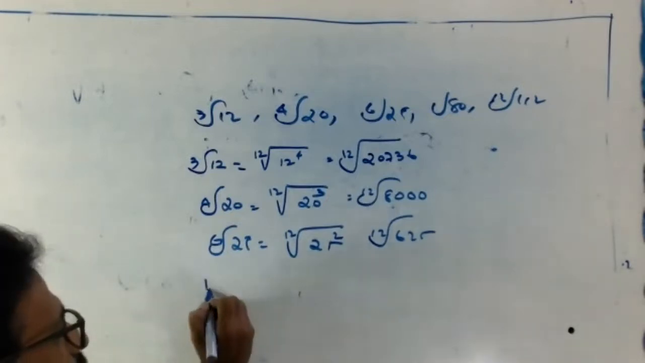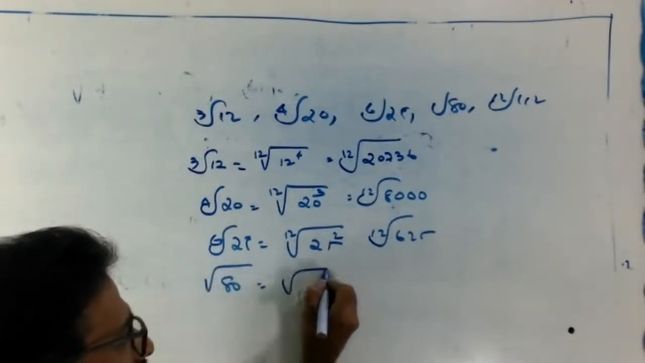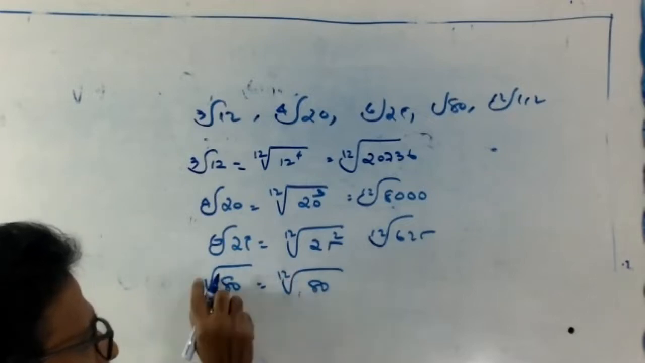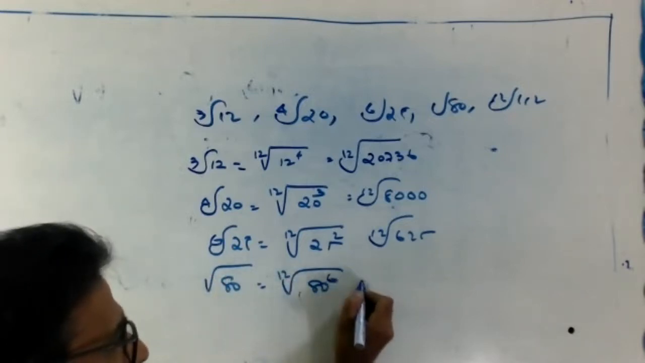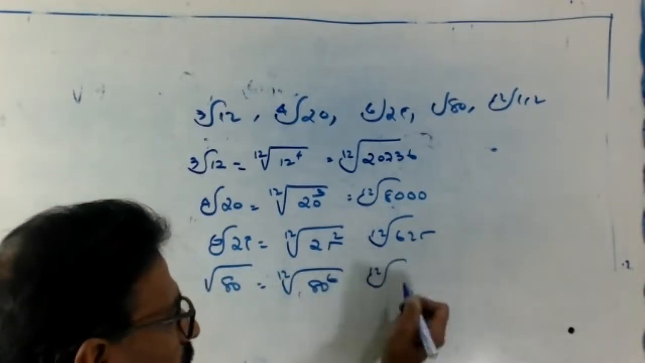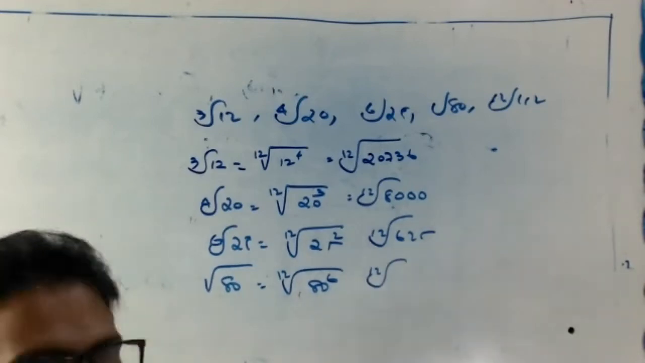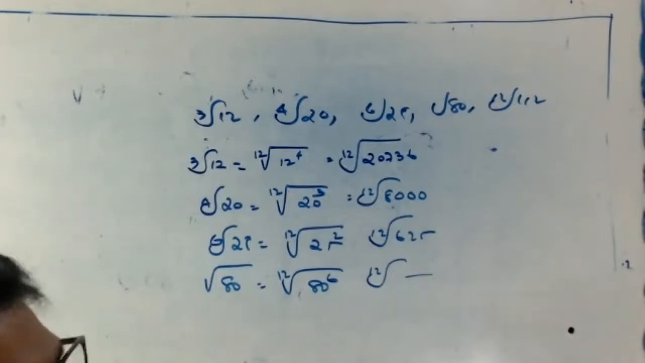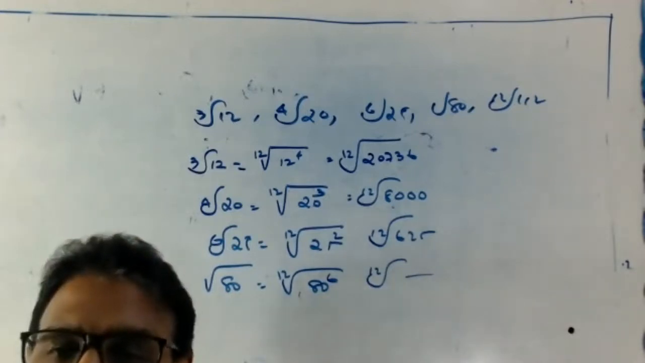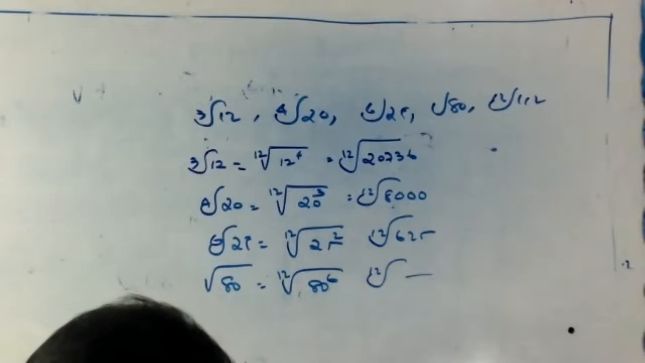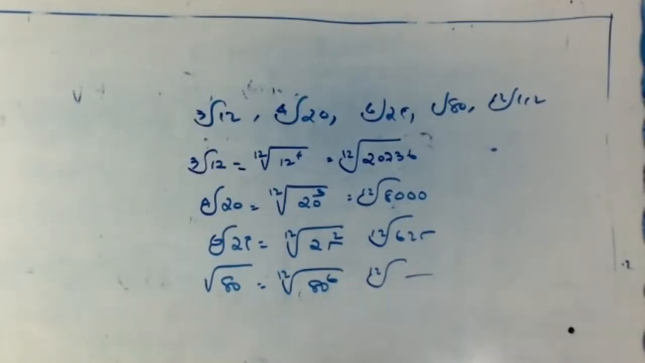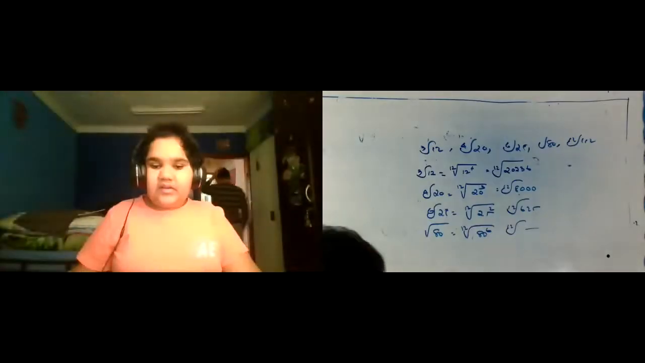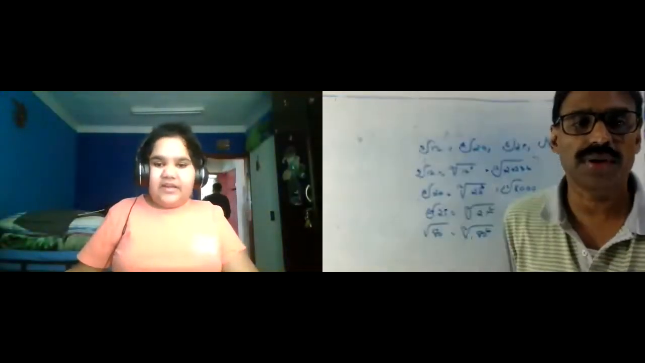Root of 80: 12 divided by 2 is 6, so 80 to the power 6. Then 12th root of 112, you can find. Okay, this is enough now. So now we are going to finish this. This section is over now. So I told you the second part of this.